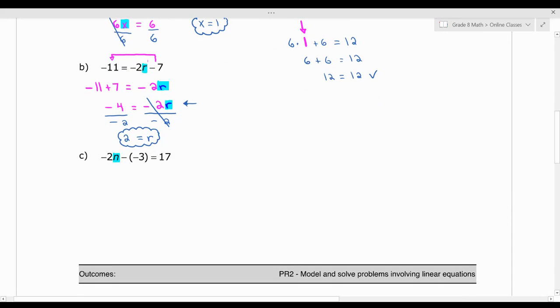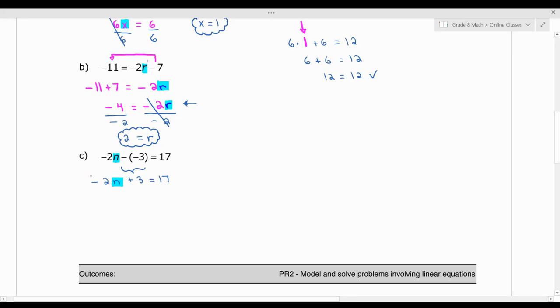All right, question C. So we have negative 2n minus a negative 3 is equal to 17. I included this question just to show you. If you're ever given something that looks a little bit wonky like this, where you're subtracting a negative, don't forget when you subtract a negative, that's really like you just having plus 3. So I would just rewrite it as a plus 3 right off the hop.